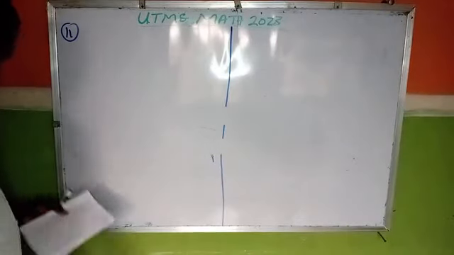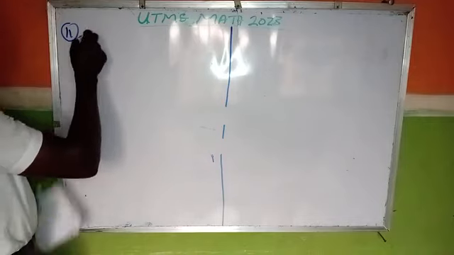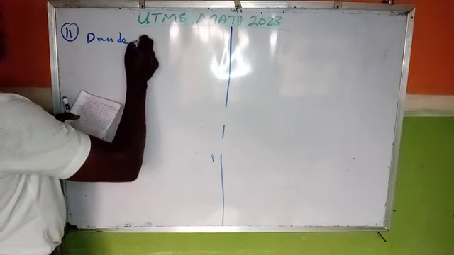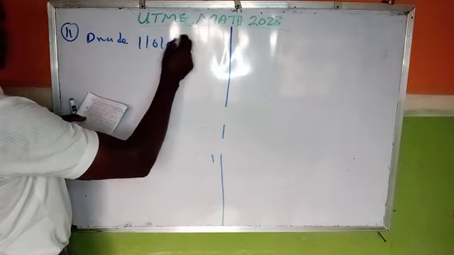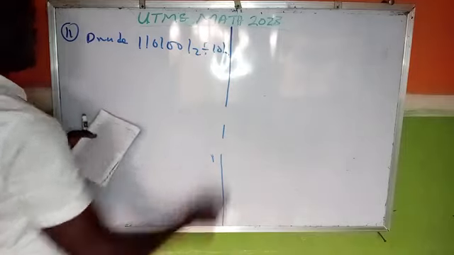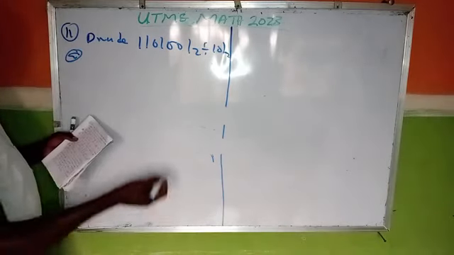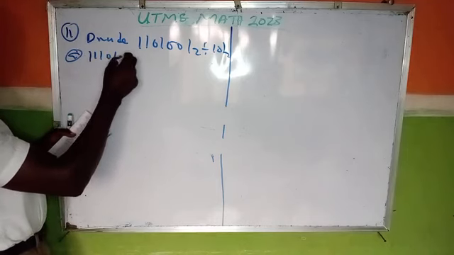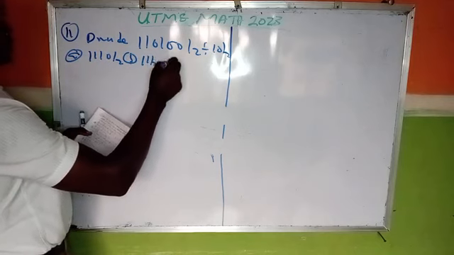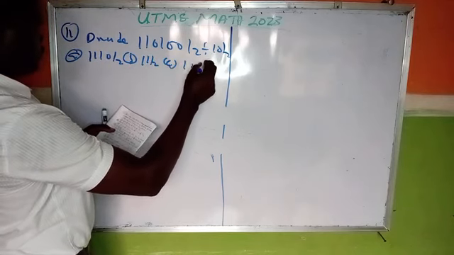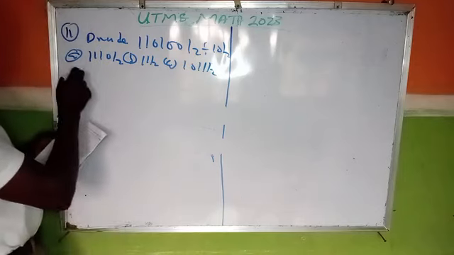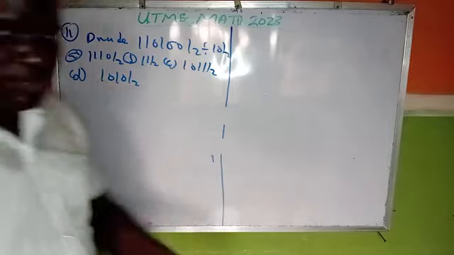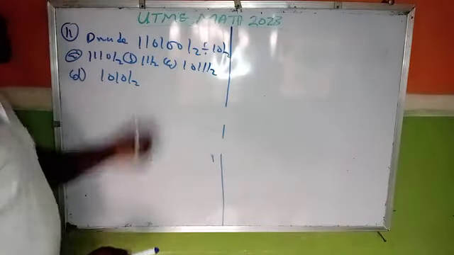Now, again, you have to divide 1101001 base 2 by 101 base 2. So the options are A, 11101 base 2; B, 111 base 2; C, 10111 base 2; D, 1010 base 2. Now, with this number base, you have to divide this by 2.